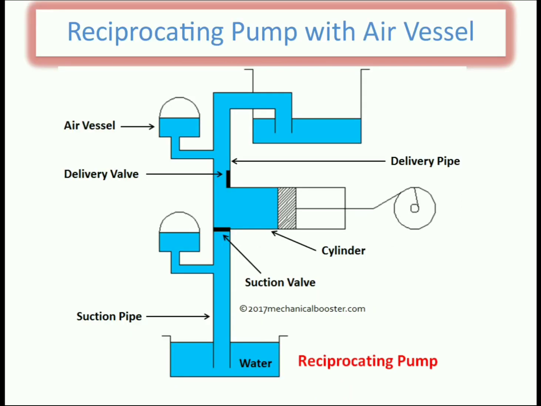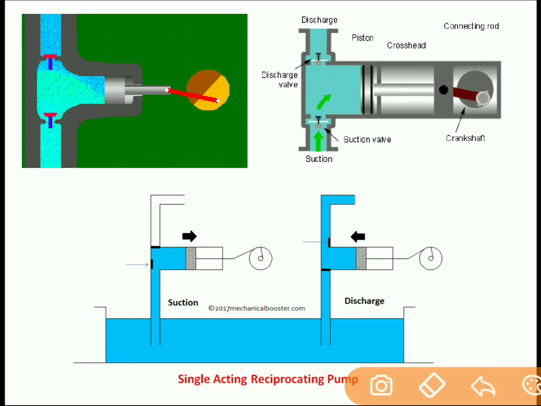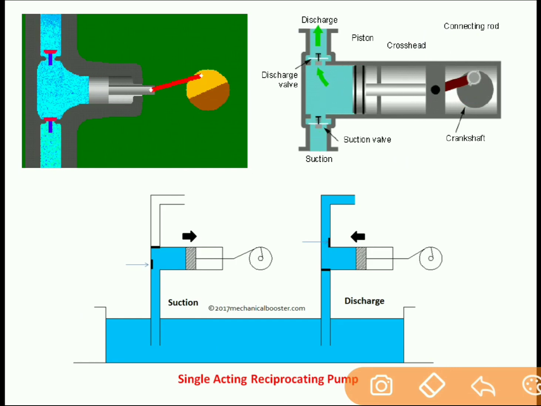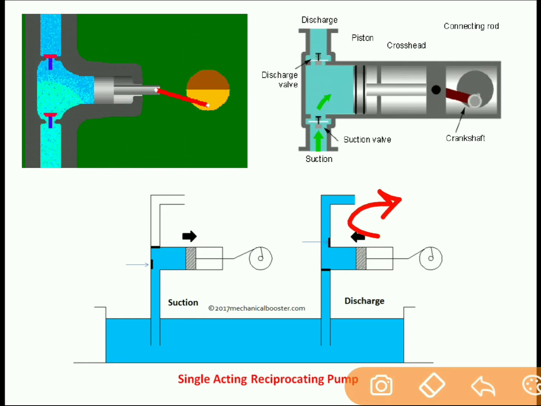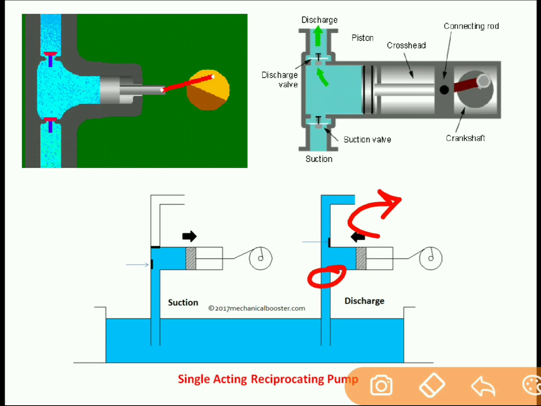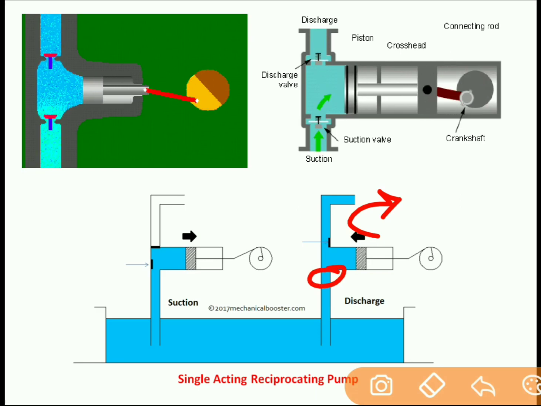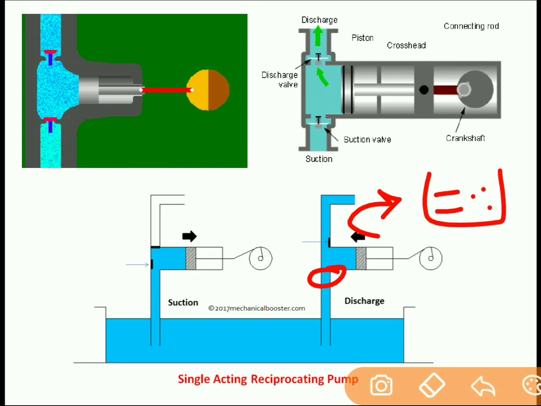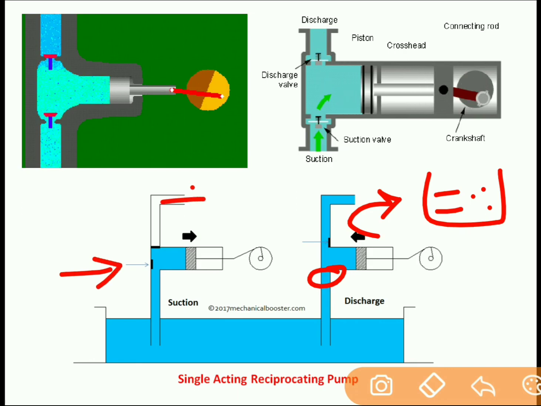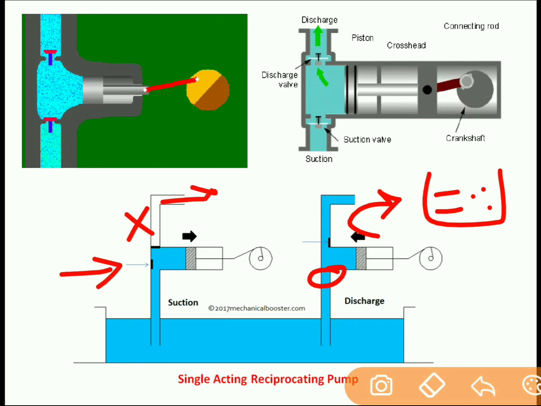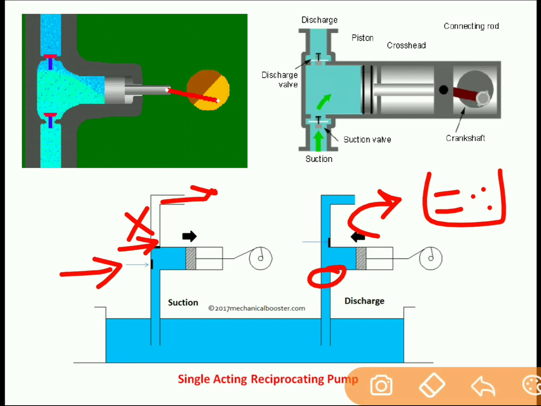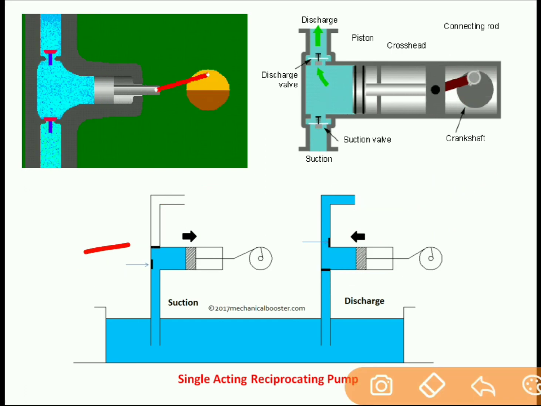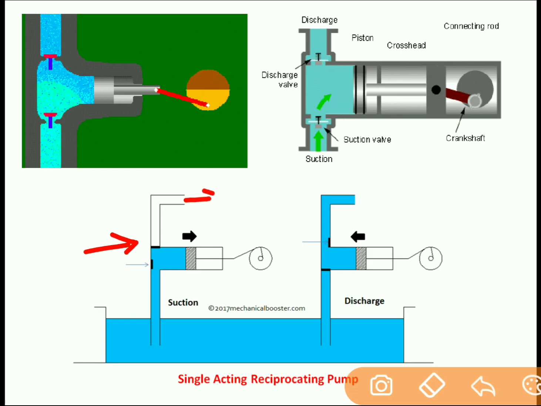Single acting reciprocating pump with air vessel. In the reciprocating pump, we have seen that during the discharge, the suction valve is closed and discharge valve is open. Fine. So in this case, you are getting water in the tank. However, when the suction takes place, there is no discharge. So delivery valve is closed. Because the delivery valve is closed during the suction stroke, there is no discharge.